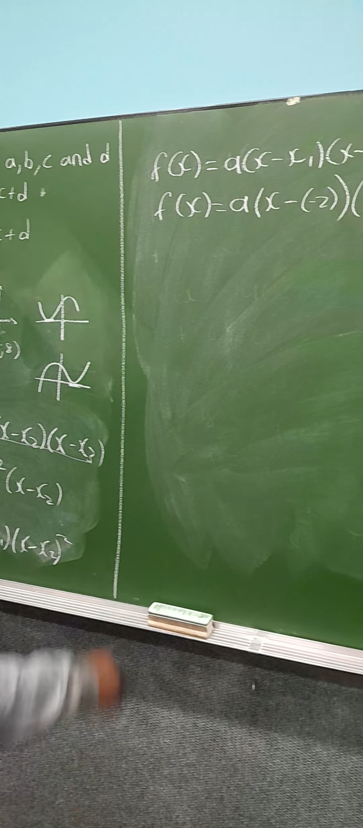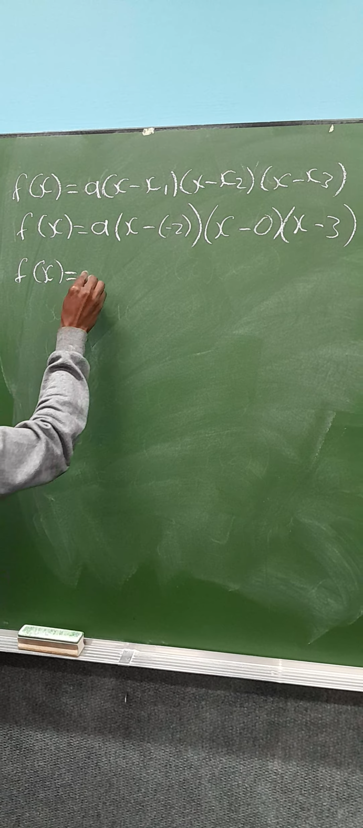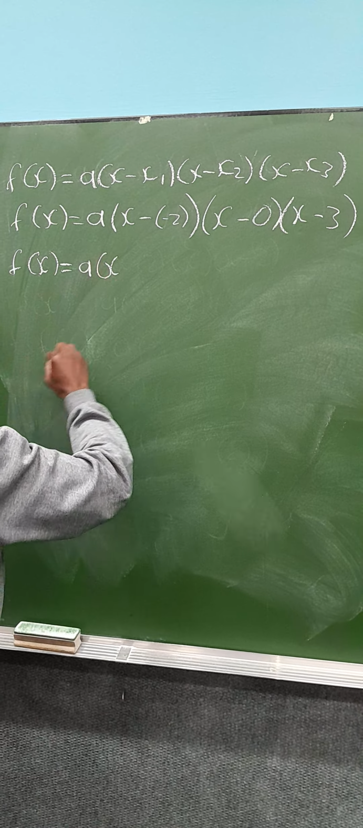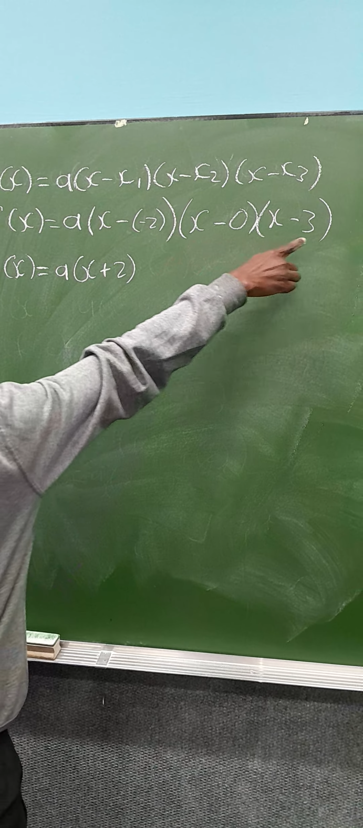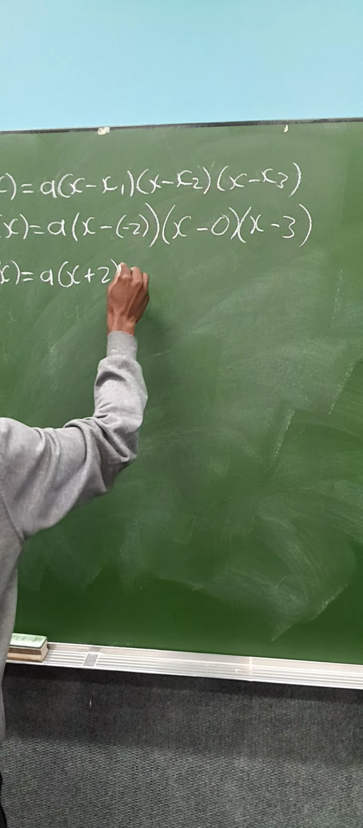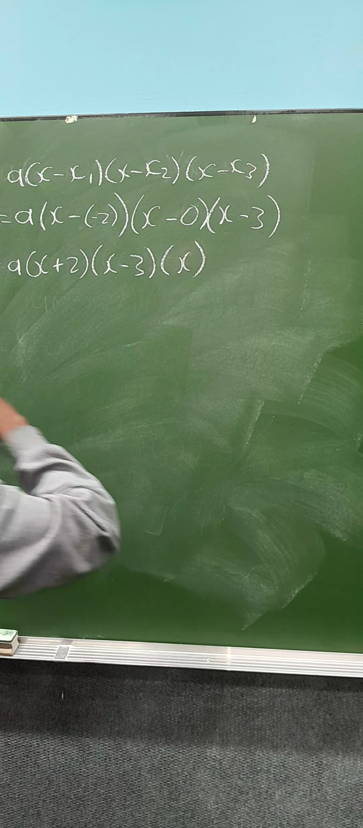And then we can simplify this. Simplifying this, we're going to have f of x equals a multiplied by x plus 2, negative by negative. And then I'm going to shove this 2 along, so I'm going to have x minus 3. And then this one is just x.